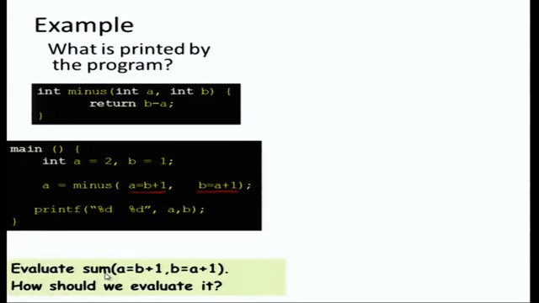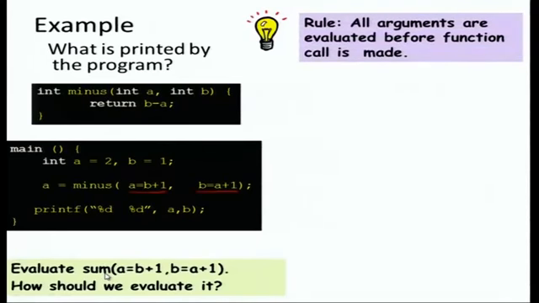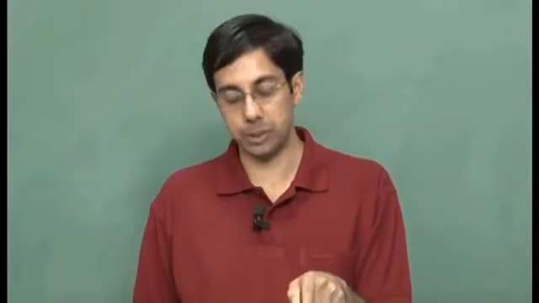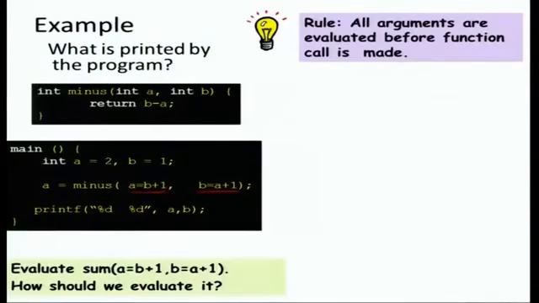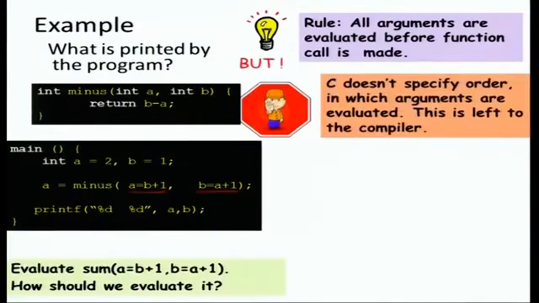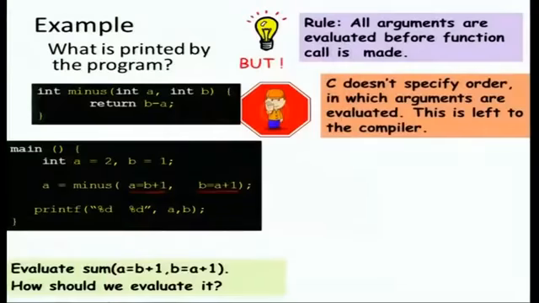Okay. So, how should we evaluate it? The general rule is that all arguments are evaluated before the function call is made. So, before the function is executing, we know that a equal to b plus 1 and b equal to a plus 1 both will be executed. Okay. But, and here is the major problem, we know that both have to be executed, but C does not specify in which order they have to be executed. So, it is left to the compiler.